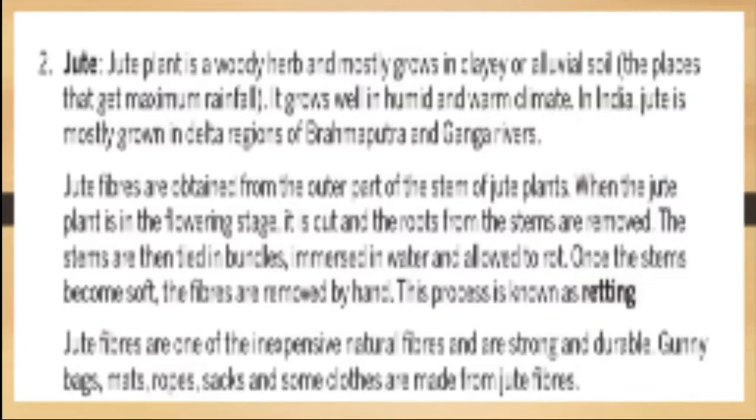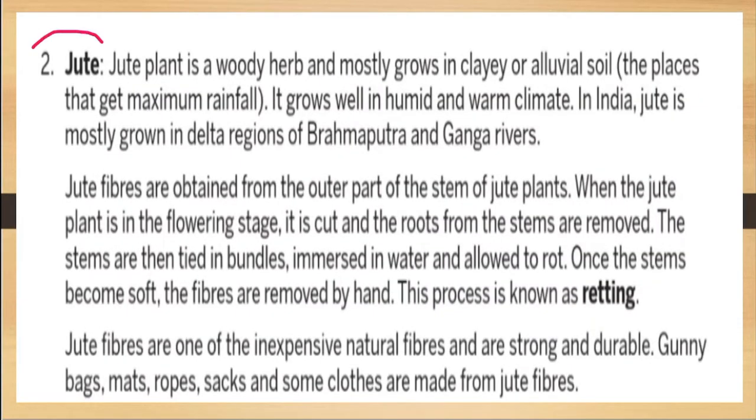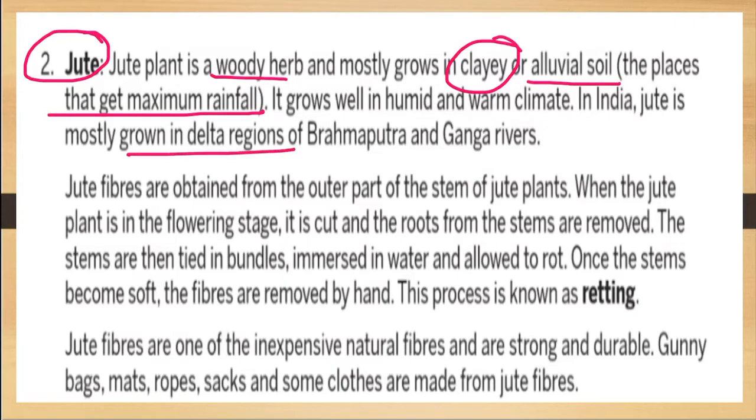Now let's discuss jute. The jute plant is a woody herb and mostly grows in clay or alluvial soil. This plant requires maximum rainfall, and it is grown in the delta regions of the Brahmaputra and Ganga rivers. Now let's discuss its cultivation.